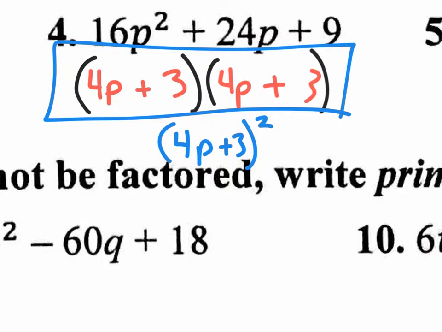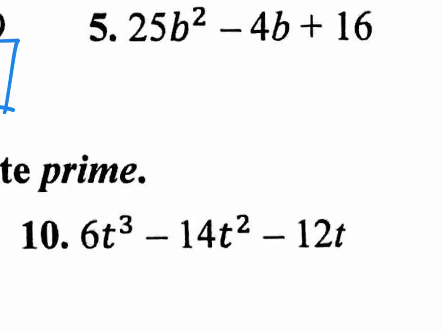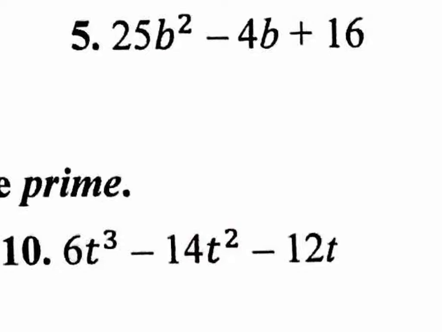Now, we just need to verify that it actually does work. And I know it does because 4p times 3 is 12p, and 3 plus 4p is another 12p, and 12p plus 12p will give me the middle value, 24p. Cool? I believe number 5, it looks like it's going to work because we have a perfect square term right here.